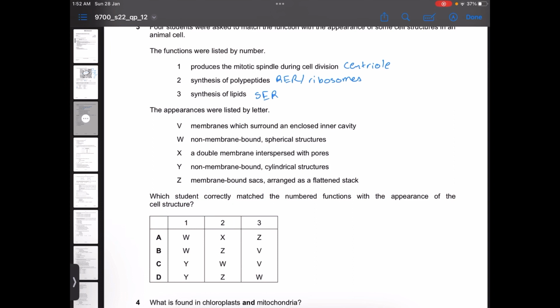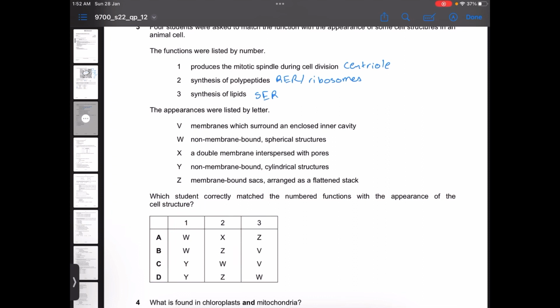The appearances are: a membrane which surrounds an enclosed inner cavity, a non-membrane bound spherical structure, a double membrane interspersed with pores, non-membrane bound cylindrical structures, membrane bound sacs arranged as a flattened stack. Which student correctly matched the numbered functions with the appearance of the cell structures?